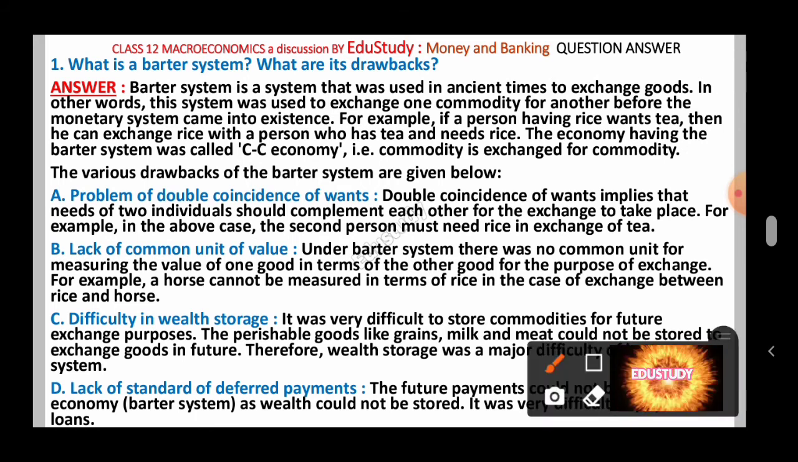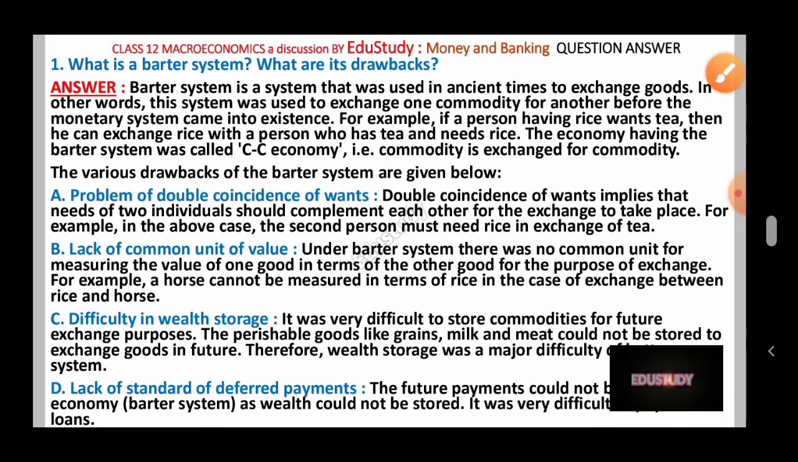Next one is here, lack of standard of deferred payments. That means the future payments could not be met in a barter economy, that is barter system, as wealth could not be stored. That means because we cannot store wealth, therefore in future what will be the payment, what will be the system of payment, what will be the medium of payment, that was the problem. So it was very difficult to pay back loans. So these are the drawbacks or disadvantages of the barter system.